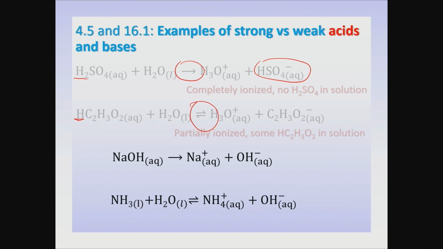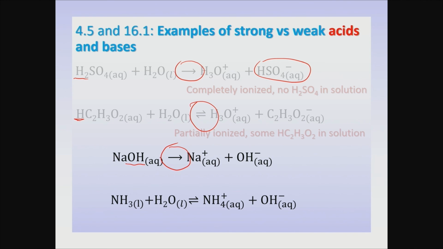Okay, now we have some equations here of bases. We have sodium hydroxide, and it dissociates in water to produce sodium ions and hydroxide ions. Because this molecule contains hydroxide, it is a base. We know it's a strong base because we have this arrow that is going in one direction.